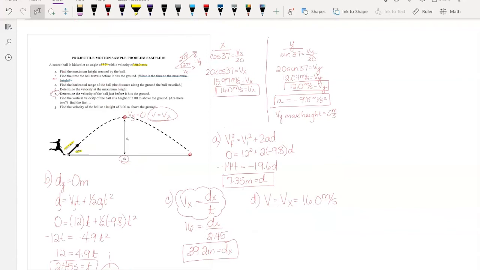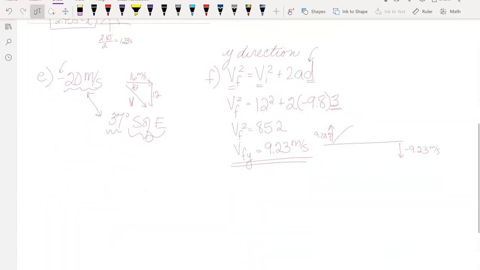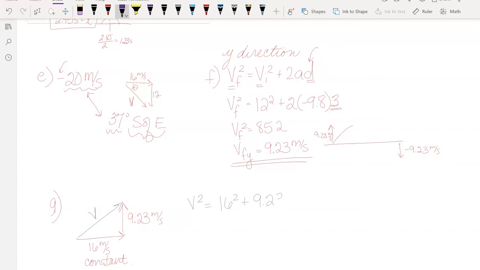And then G says find the velocity. So it's asking for that total velocity. So for G, it said the first one, so we'll use the first one. We know that the Vy is 9.23. The Vx is 16 meters per second. We know that because it is constant. It is not changing. It's always going to be 16. It wants us to find the velocity. So this is the Pythagorean theorem. So V squared equals 16 squared plus 9.23 squared. Let's say it's like 341.1, and then the velocity is 18.5 meters per second.